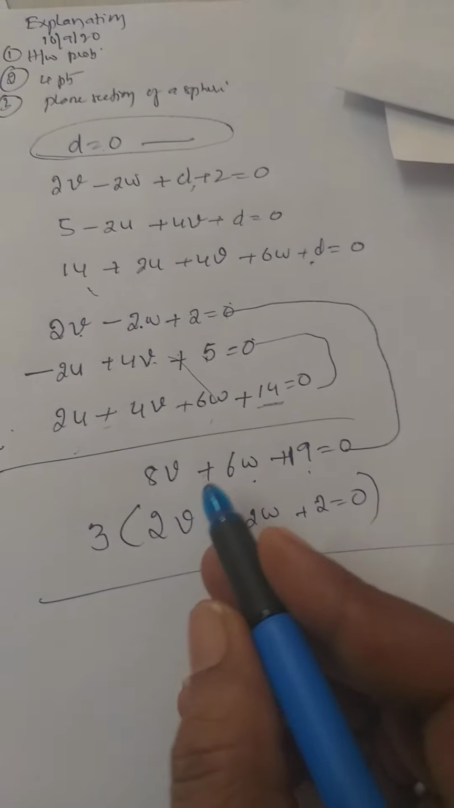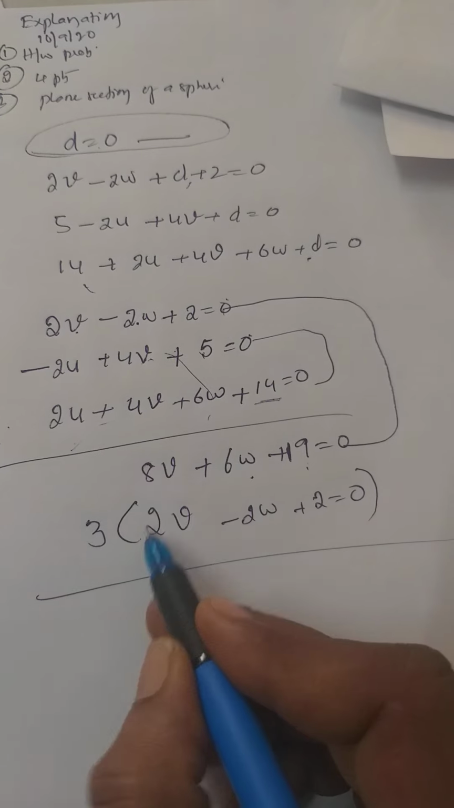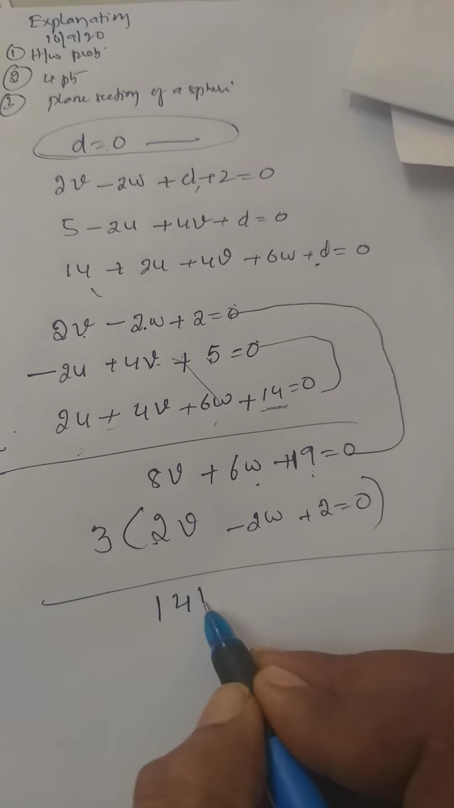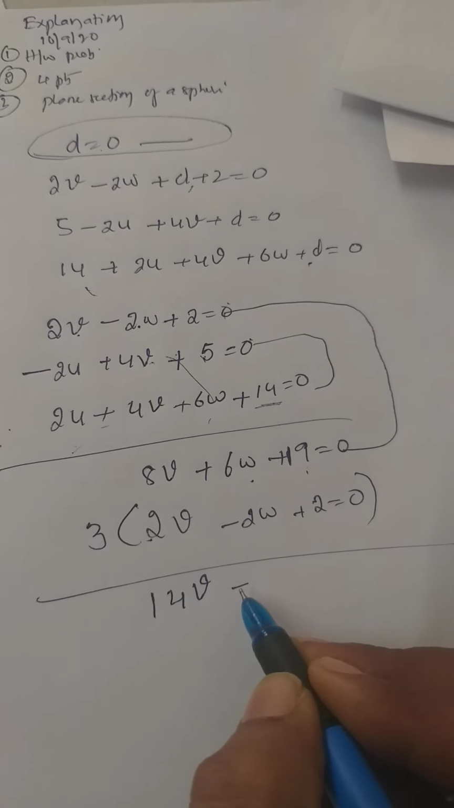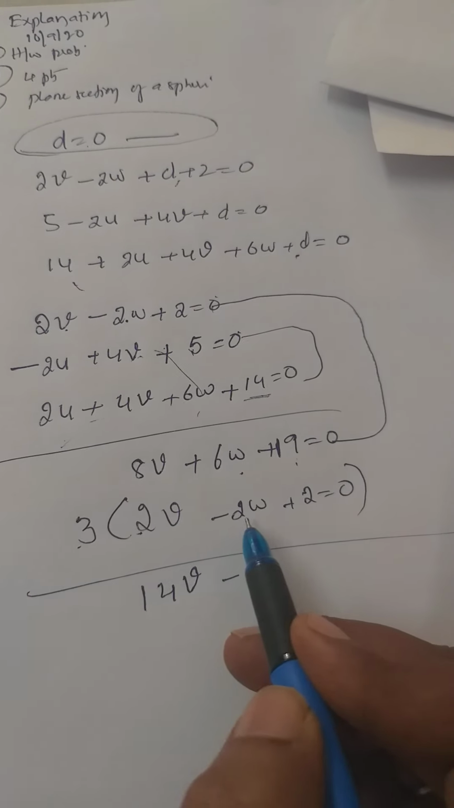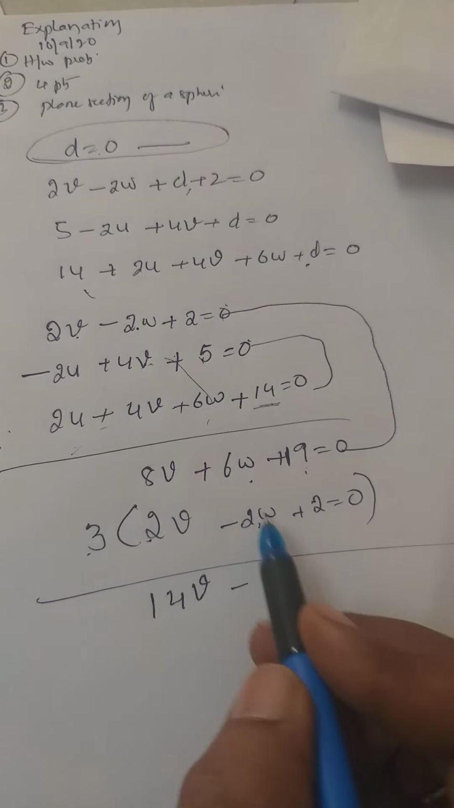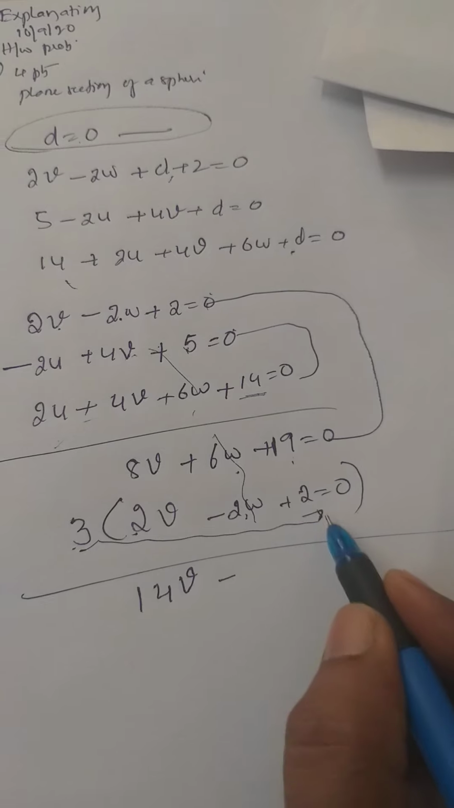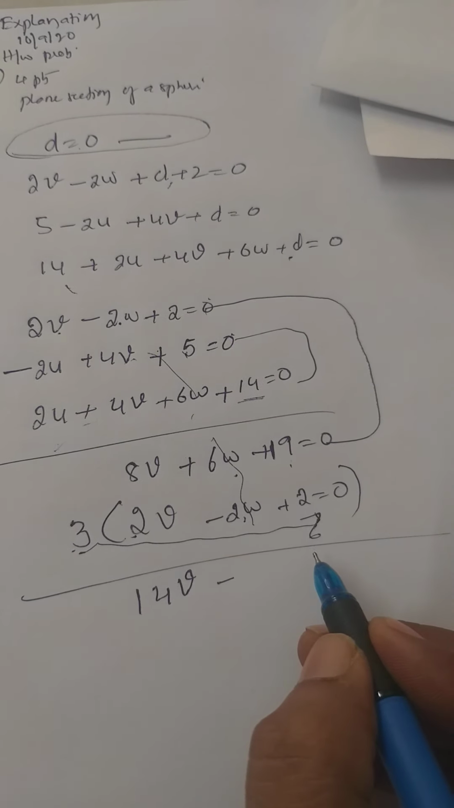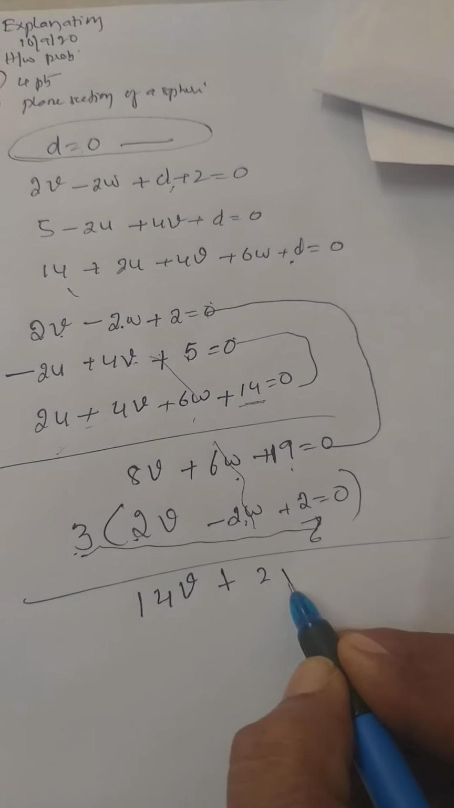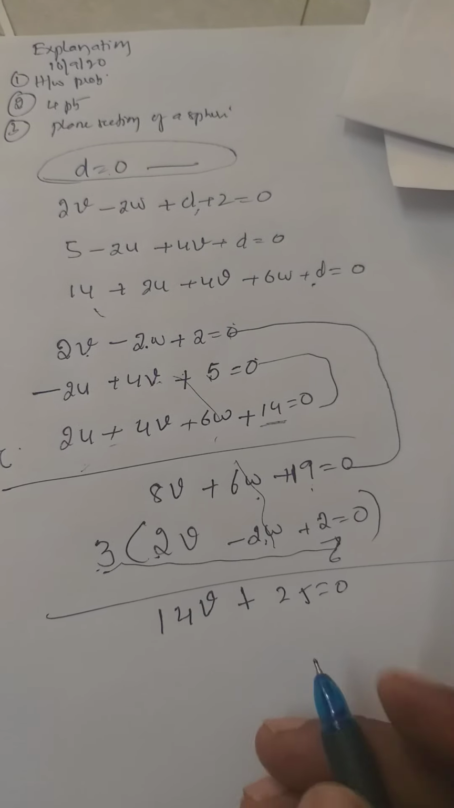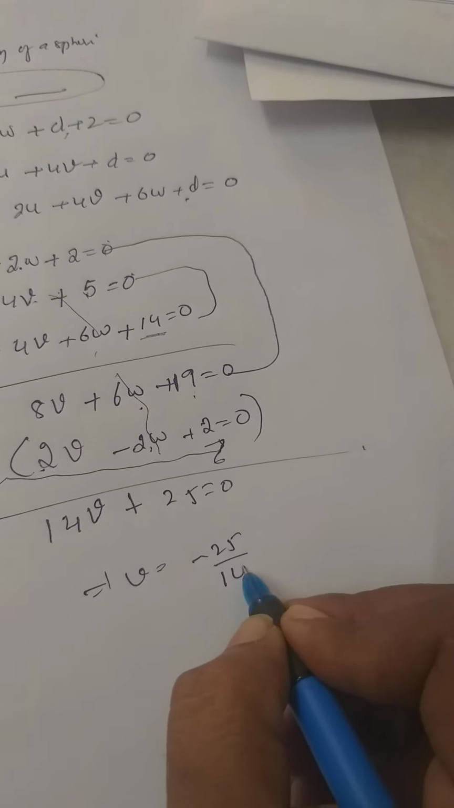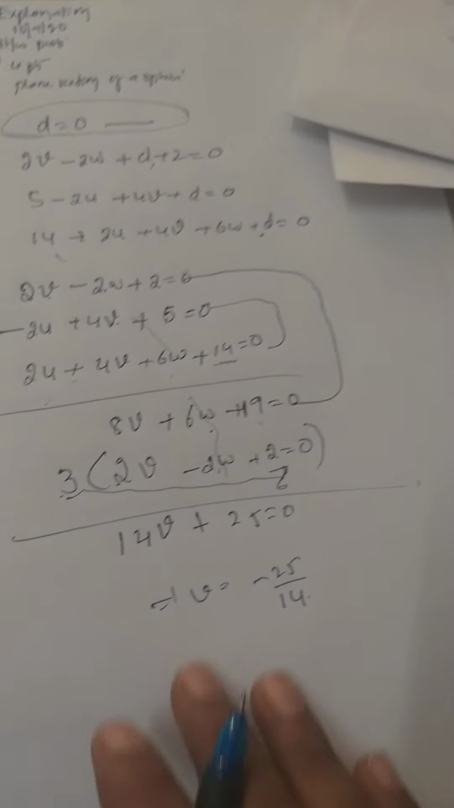Now what will you get on solving these two? 3 2s are 6, 8v plus 6v is 14v. Now here 3 2s are 6, 6w plus 6w gets cancelled, right? Now 3 2s are 6 here, 19 plus 6 is 25, plus 25 is equal to 0. That implies v is equal to minus 25 by 14.